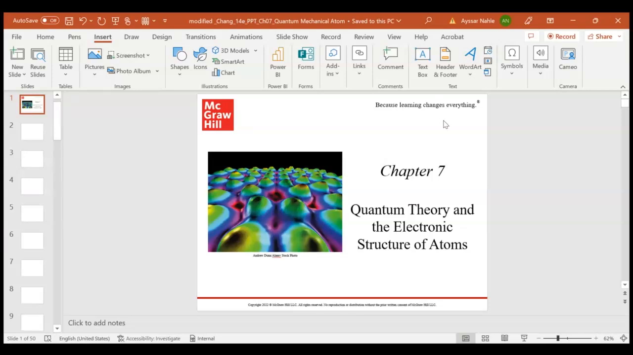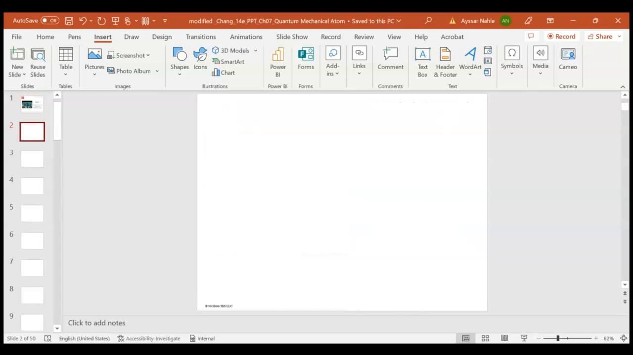Now, the idea in here, what we're going to do right now, is find how we can arrange the electrons inside the atom. So again, that's the quantum theory.